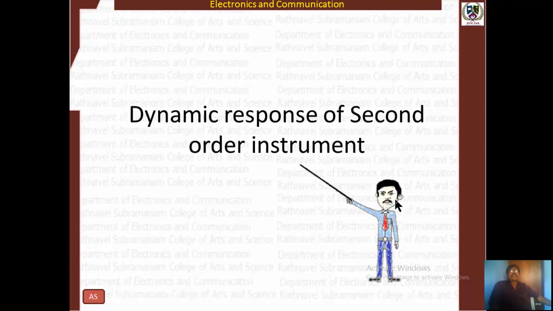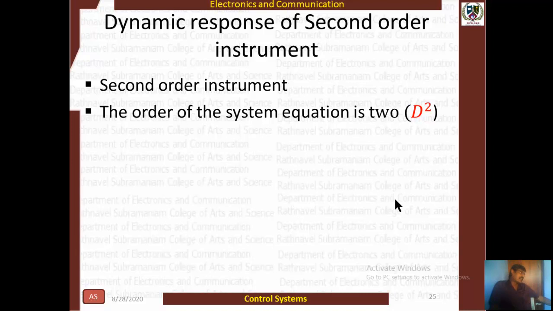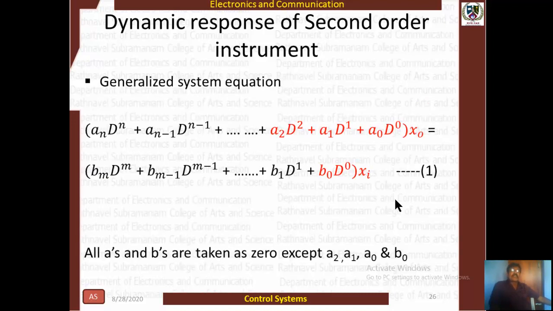Dynamic response of a second order system. For a second order instrument, the order of the system equation is 2. Then that equation is known as the second order equation. A system which is associated with this equation is known as a second order system. For the generalized system equation, all the coefficients are taken as 0 except A2, A1, A0 and B0. All other coefficients get cancelled because of 0.